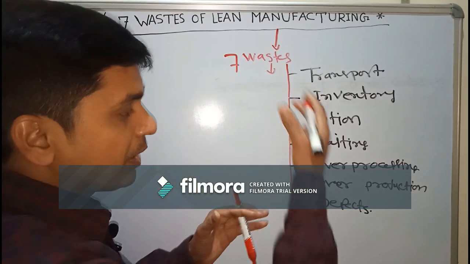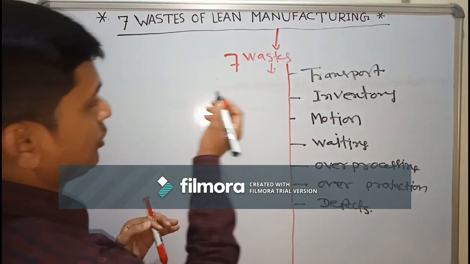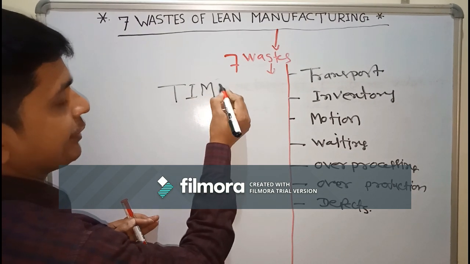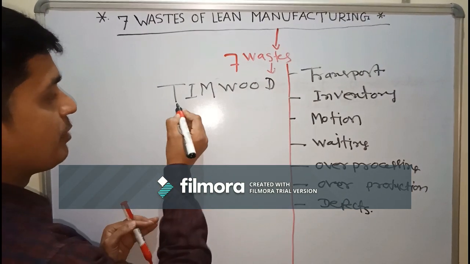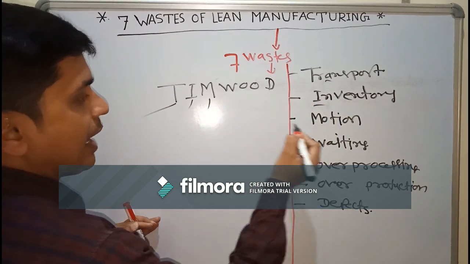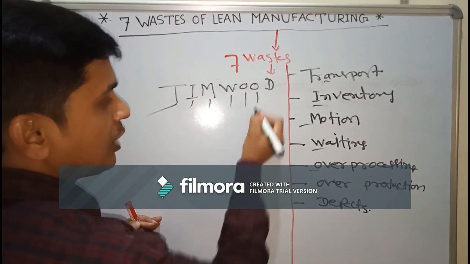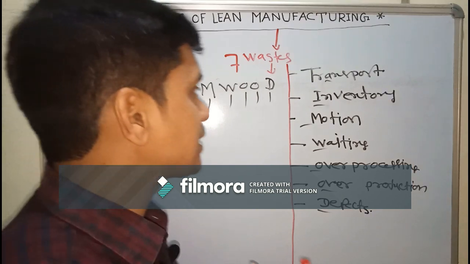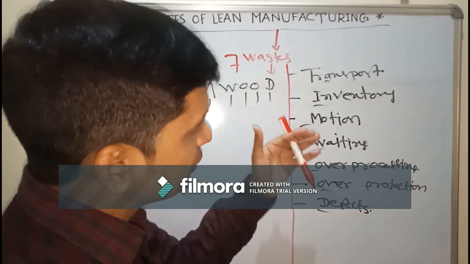You can easily remember all 7 wastes with an acronym, TIMWOOD. T means transport, I means inventory, M means motion, W means waiting, O means overprocessing, O means overproduction, and D means defect. Now we have to discuss each of these.